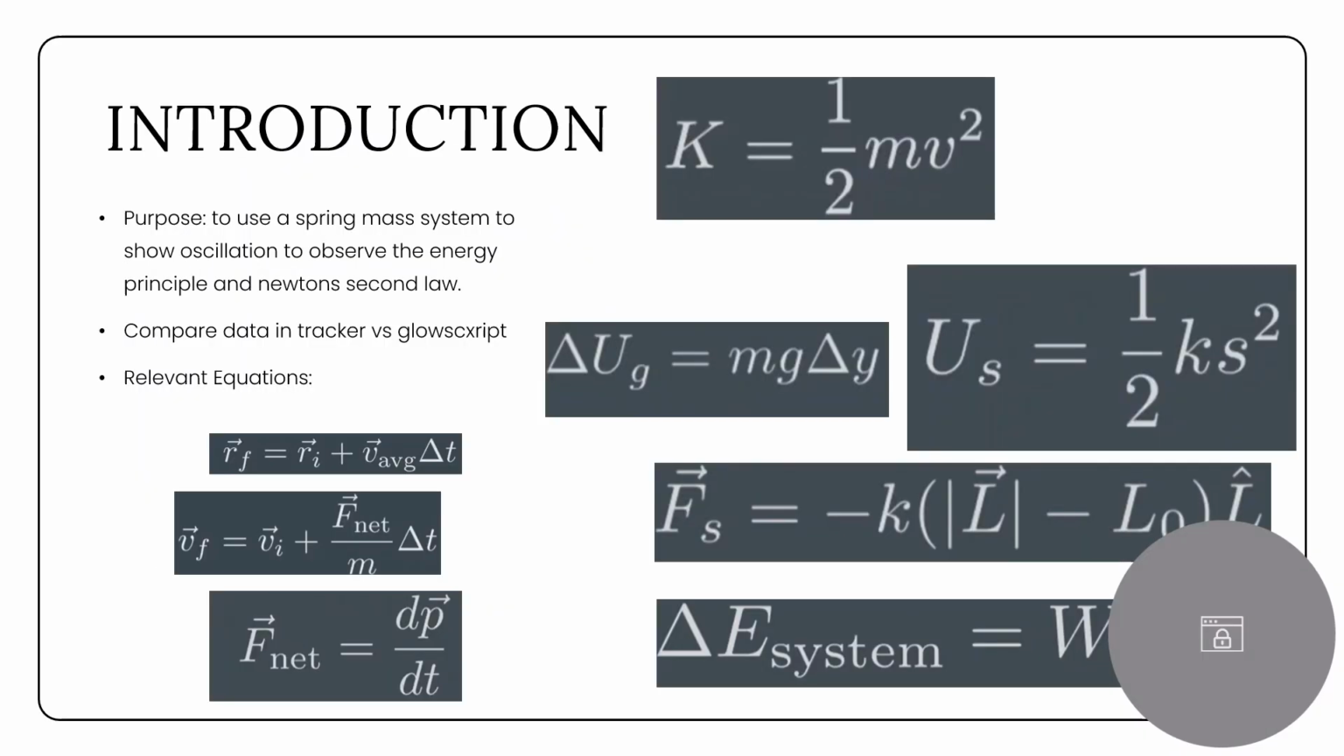Okay, so the introduction of this lab: the purpose is to use a spring mass system to show oscillation, to observe the energy principle in Newton's second law, and then compare that data in Tracker versus GlowScript, aka looking at an ideal model versus a real-world model.